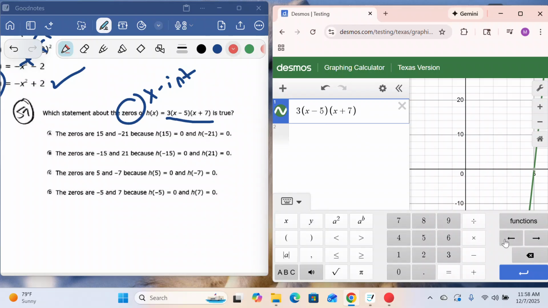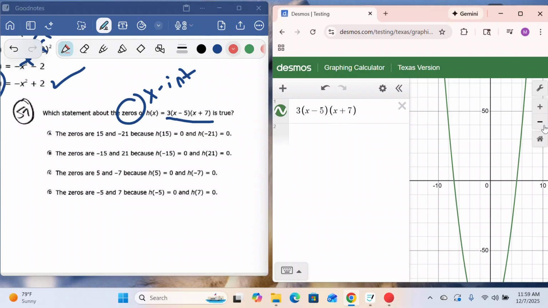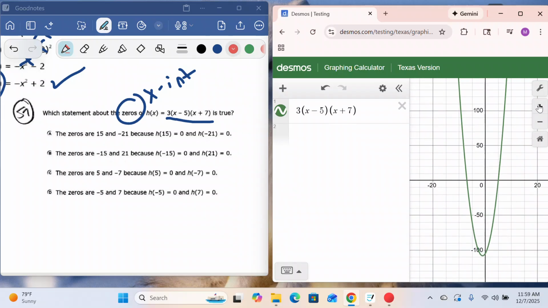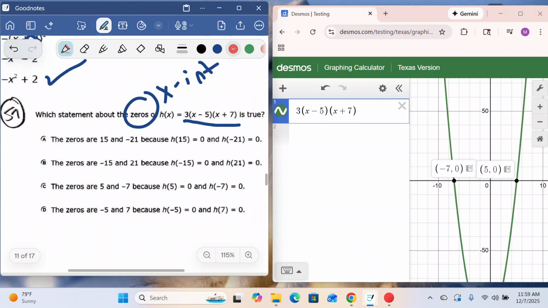Close parentheses, and then I have my U shape and I have my 0. So I have to maneuver the graph to make sure that I get my decimals correctly. That's too big. I'm looking for my zeros to be 5, 0 and negative 7, 0. And automatically my zeros are this. These are wrong. These are wrong.